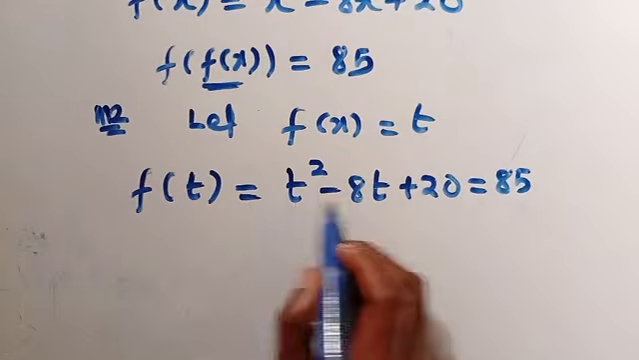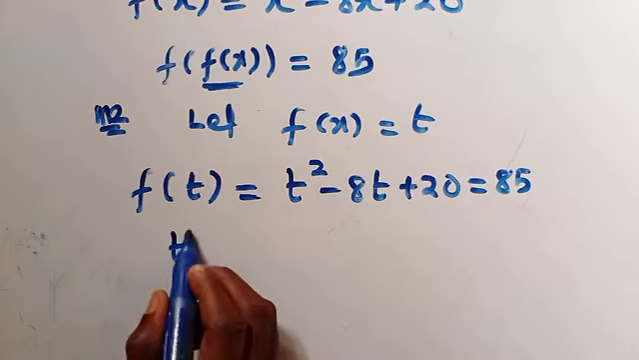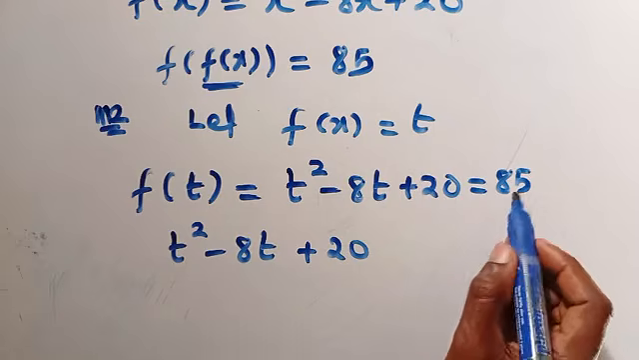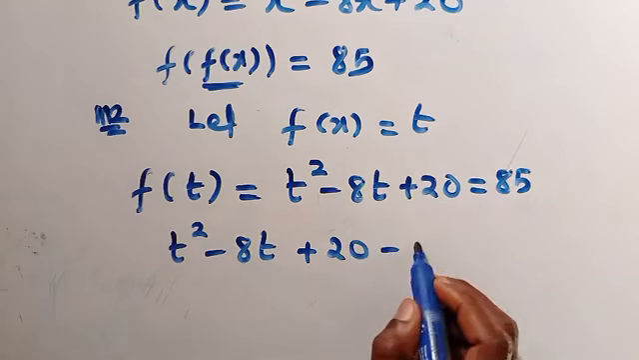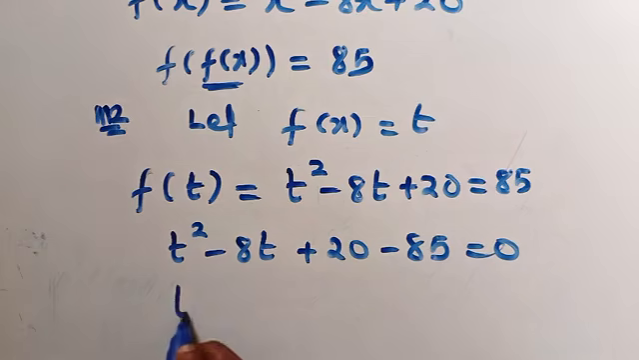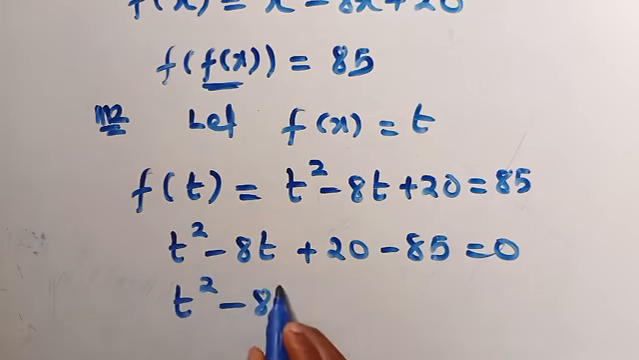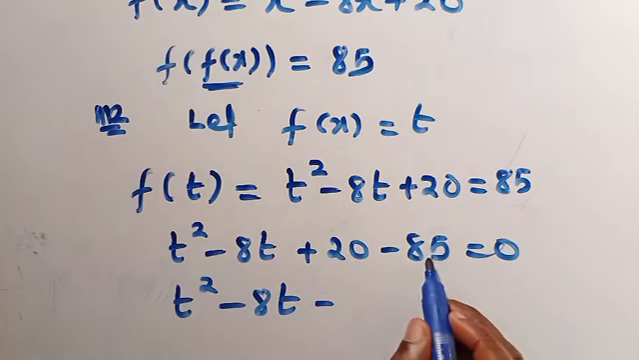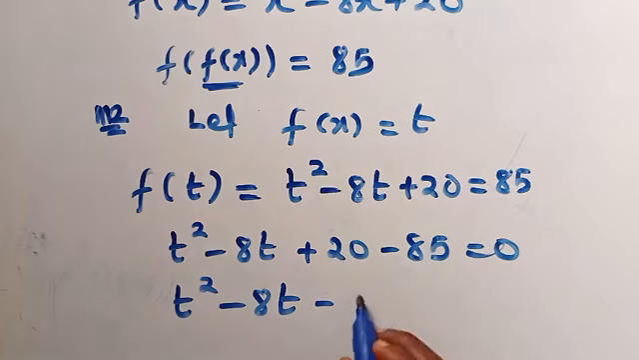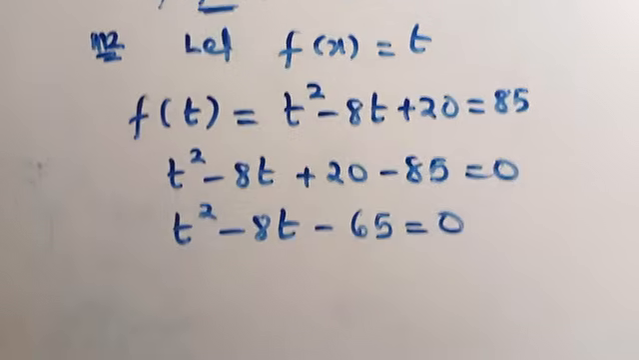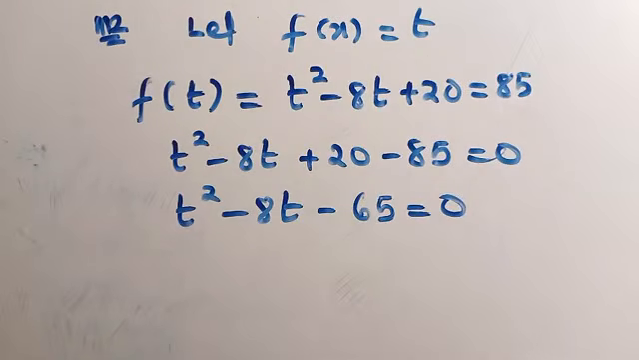And when I let this equal to this, we are going to have t squared minus 8t plus 20. Then transferring 85 to this side, we have minus 85 equals 0. From here, we have t squared minus 8t minus, so 20 minus 85 gives us minus 65 equals 0. And then we solve this one quadratically.